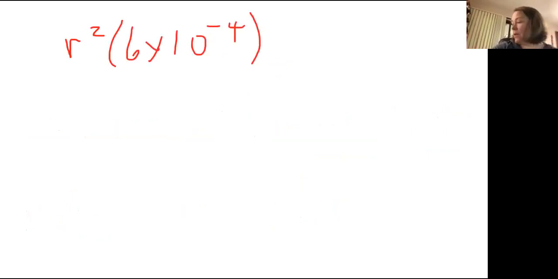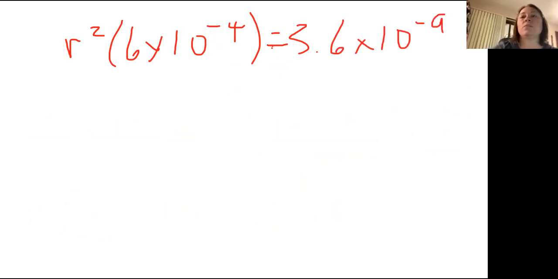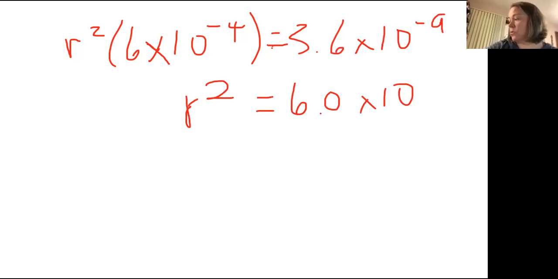I'm so sorry. Equals 3.6 times 10 negative 9. We're going to divide both sides by the 6 times 10 to the negative fourth. Now, when you do this, you've got scientific notation and you're dividing by it. Make sure you're either using the E key or you're keeping everything in parentheses as you should. And if you do it properly and you divide, you'll find out that R squared is 6 times 10 to the negative 6. If we had kept up with all of our units, that would now be meters squared.